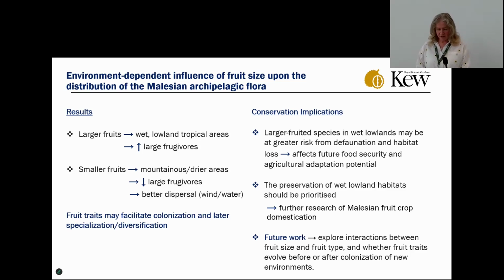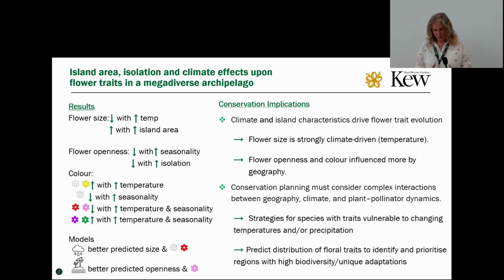So the preservation of those wet lowland habitats should be a priority of conservation initiatives, while further research into fruit crop domestication is carried out. So moving on to the flower study. There were a lot more relationships to pick out of the results that we found in this study.